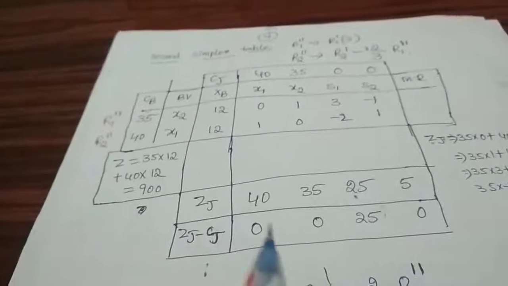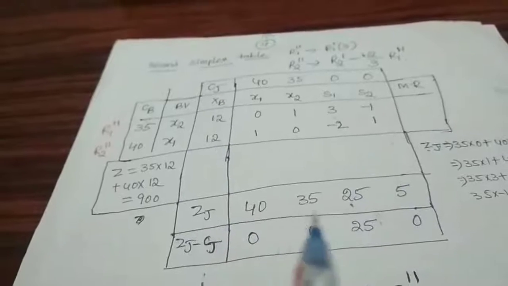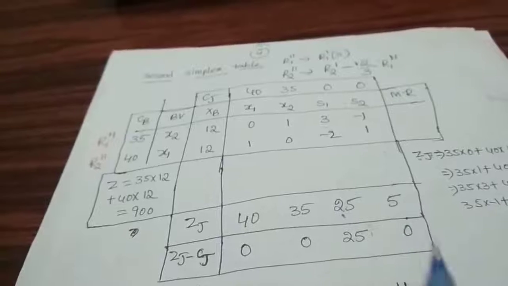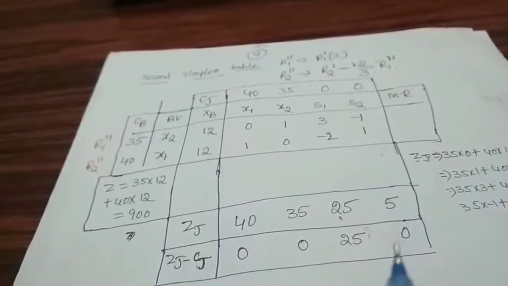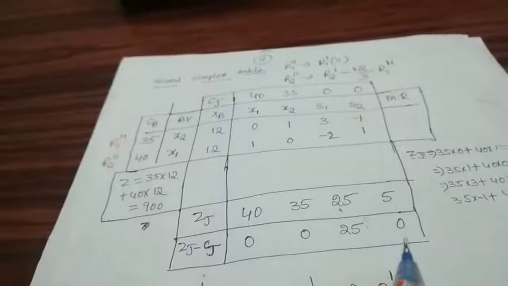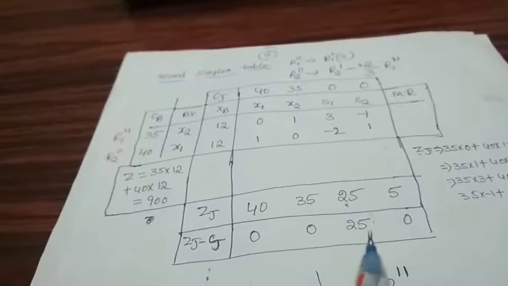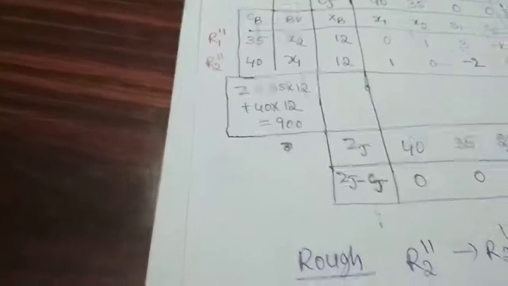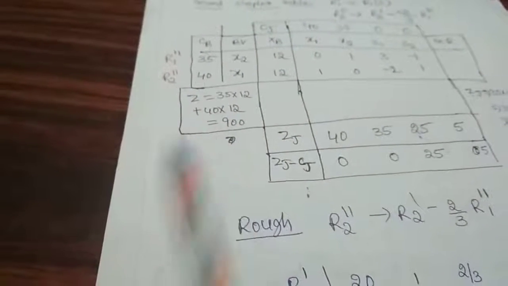Zj minus cj: 40 minus 40 equals 0. 35 minus 35 is 0. 25 minus 0 is 25. 5 minus 0 equals 5. So all values are positive values. Therefore the maximum of z value equals 900.